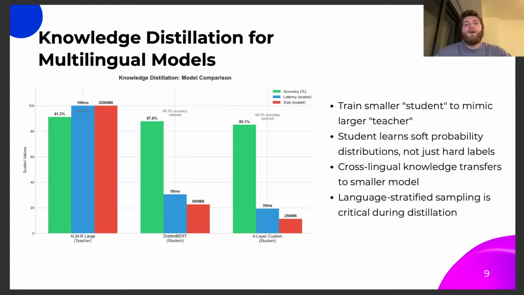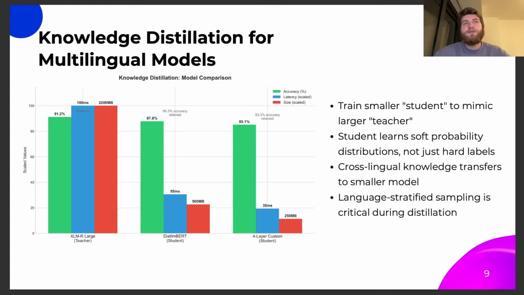And why is this particularly powerful for multilingual? Well, because the teacher model, let's say XLM large, has learned rich cross-lingual representations. And through distillation, some of this knowledge transfers to the student, even if the student has fewer parameters.